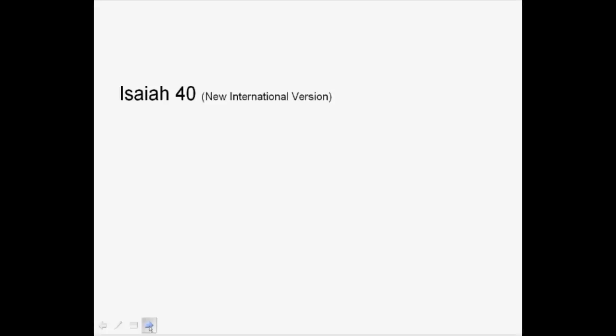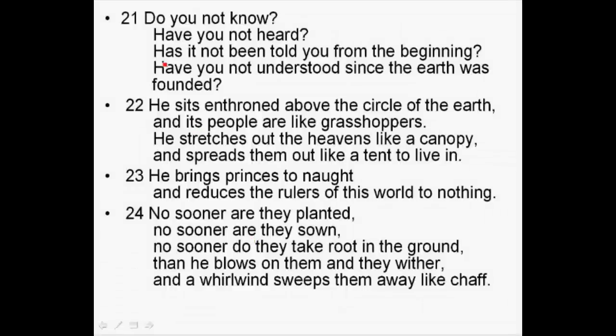We'll be looking at a section from the book of Isaiah, from the New International Version, which lays out the poetry as poetry in lines. We're just going to jump into the poem and see how the parallel structure works here. Isaiah 40, verse 21. Let's start here. The prophet asks, "Do you not know? Have you not heard? Has it not been told you from the beginning? Have you not understood since the earth was founded?"